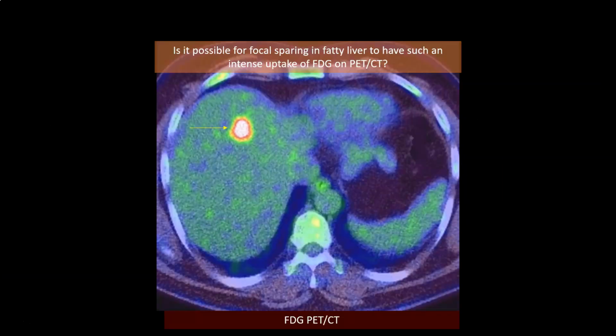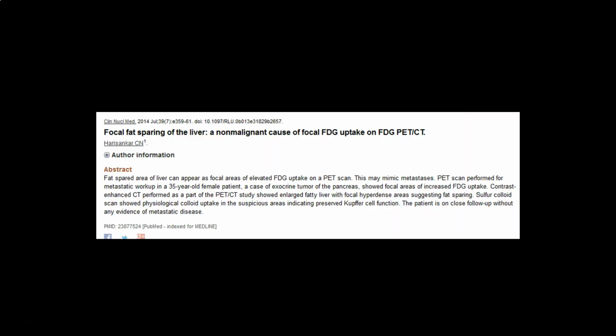The third question, or the third objection, is probably the easiest to answer. Is it possible for focal sparing in fatty liver to have such an intense uptake of FDG on PET-CT? The answer is yes, and it is easy because it is supplied from the literature. You have tens of case reports describing how focal fatty sparing may have intense uptake of FDG and therefore may be mistaken for malignant neoplasm.